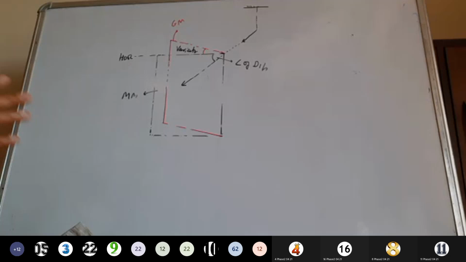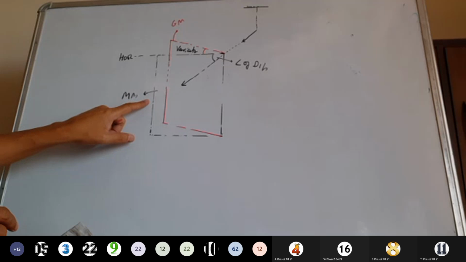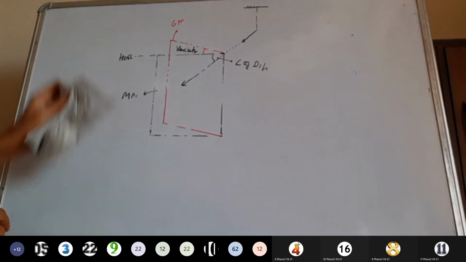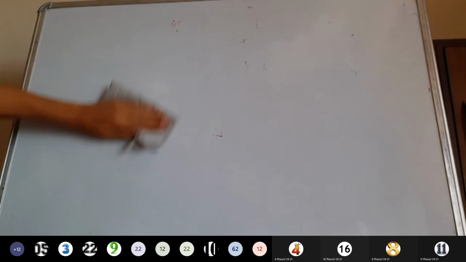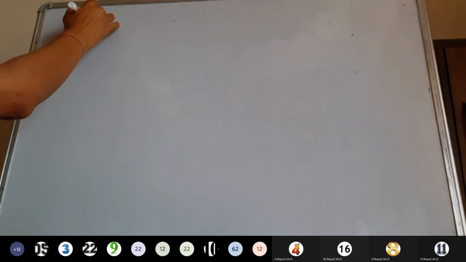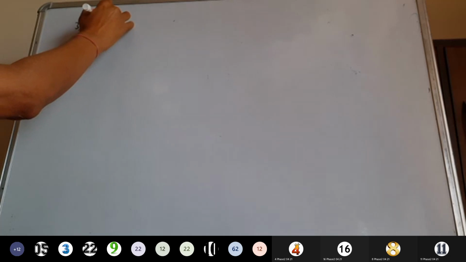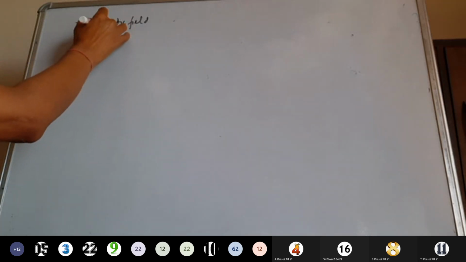And as you can see, this angle of dip is an angle which is forming in what plane? It is forming in the plane of magnetic meridian. So actually, that should also be included in the definition, but that's okay. The third element is called magnetic field strength.